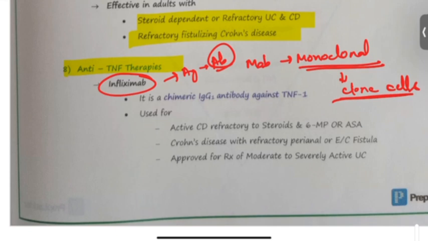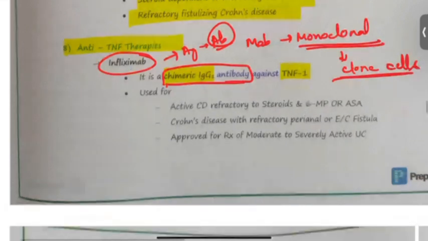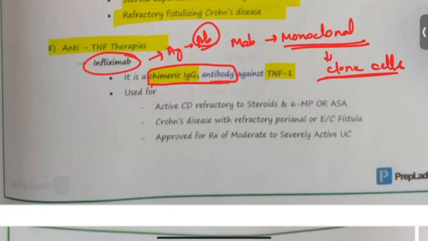So infliximab is a chimeric IgG1 antibody against TNF1. So TNF1 is used as an antigen. Tumor necrosis factor 1 is used as an antigen, and against that an antibody is developed which is a chimeric IgG1. Okay. So this is infliximab. What all is it used for? It is used for active Crohn's disease, refractory to steroids, and 6-mercaptopurine or ASA.